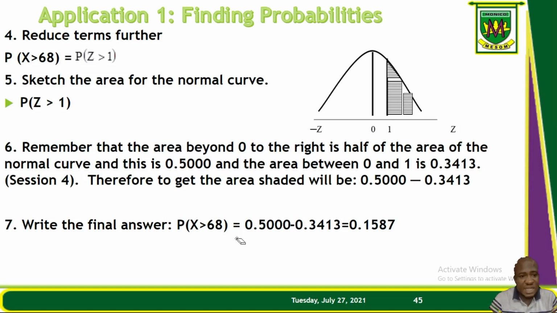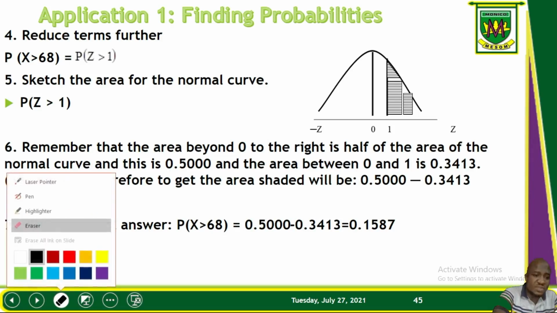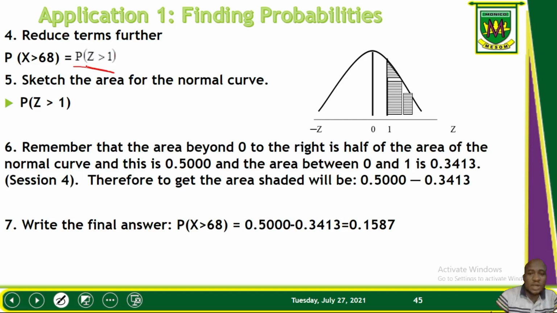So the next thing is you sketch the area for the normal curve. And we know the area for the normal curve is Z-score greater than 1. So here you draw your standardized normal curve. We have our 0 here because it's a standardized normal curve. Then you number accordingly. You can number on the left side too, but now our focus is a score above 1. So that means we need to shade the values above 1 because that is where the score is likely to fall.